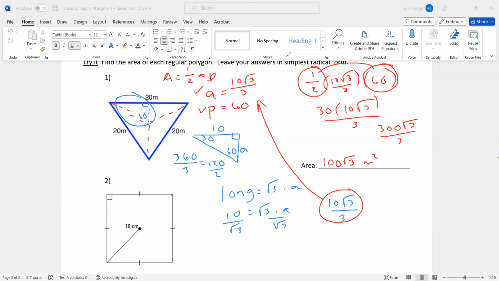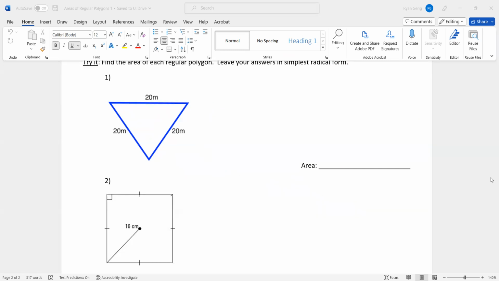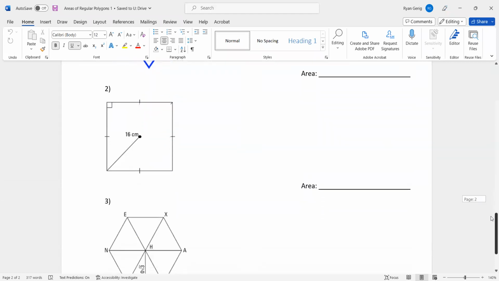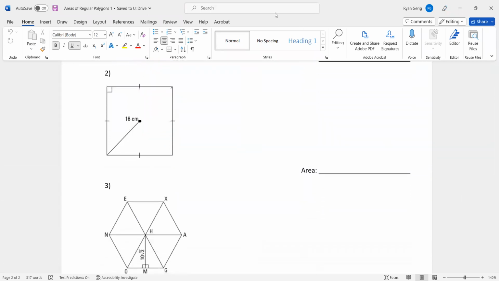Okay. Same thing goes for the next one, which is a square. It is a square because all 4 sides are the same, and I have a right angle, which means all the angles are going to be right angles. I could go into why, but we don't need to at this point.